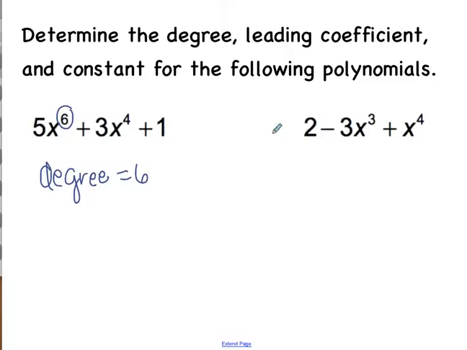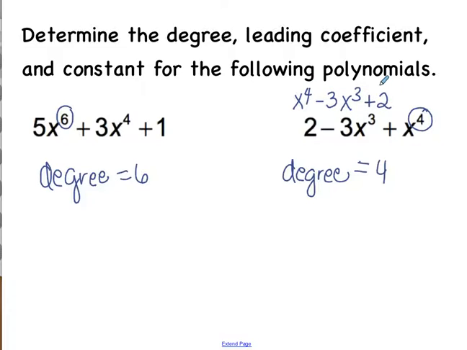Sometimes my terms are all mixed up. If I come and look over here, my degree is still the highest exponent, but you'll notice it's not in the front. So my degree here is 4. If I were to put this in standard polynomial form, this would be x to the 4th minus 3x to the 3rd plus 2.